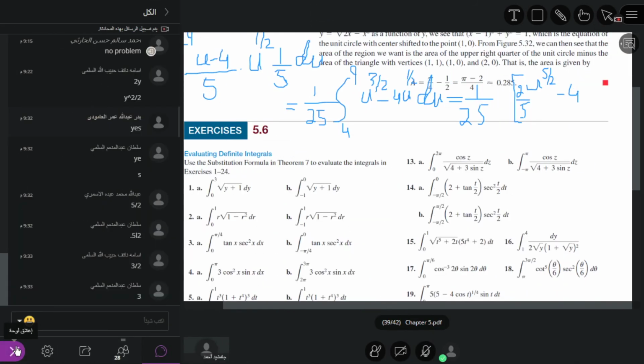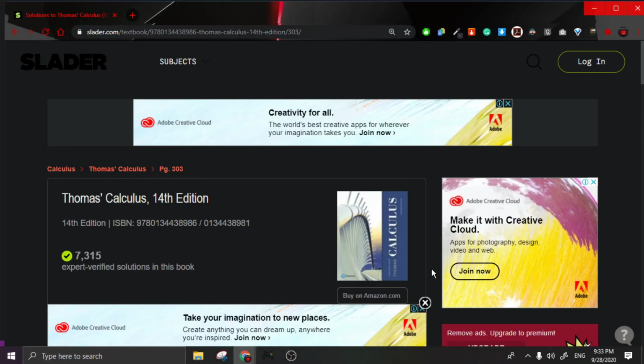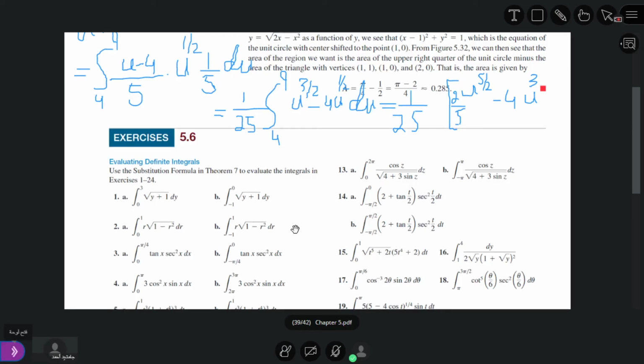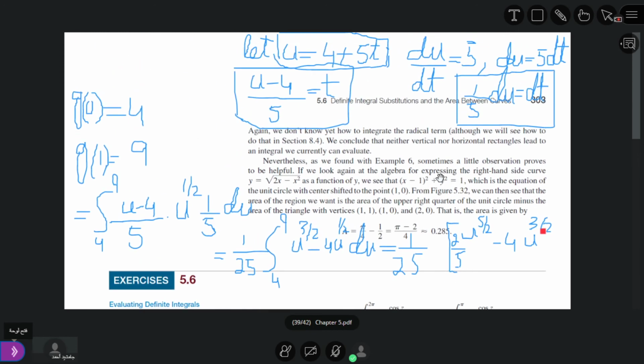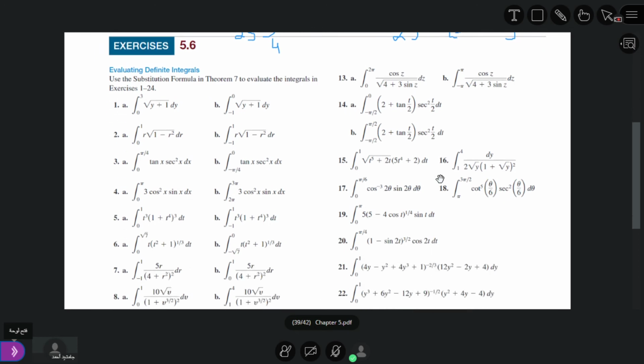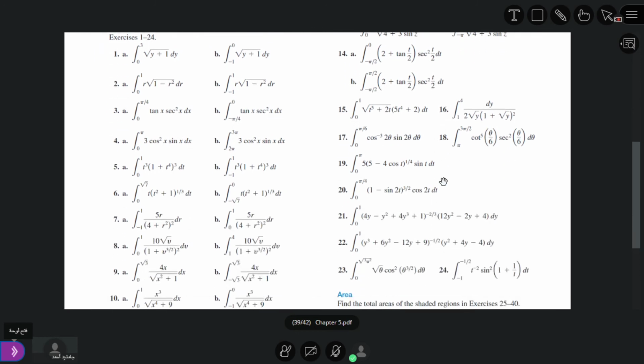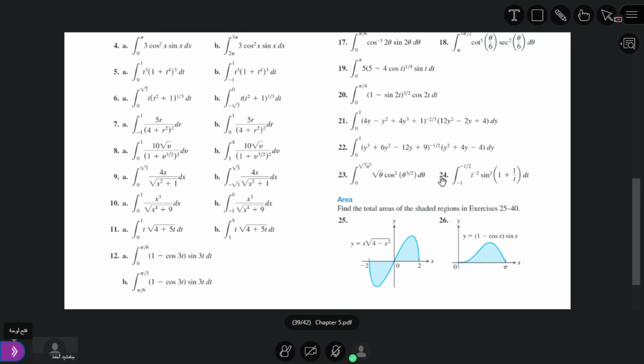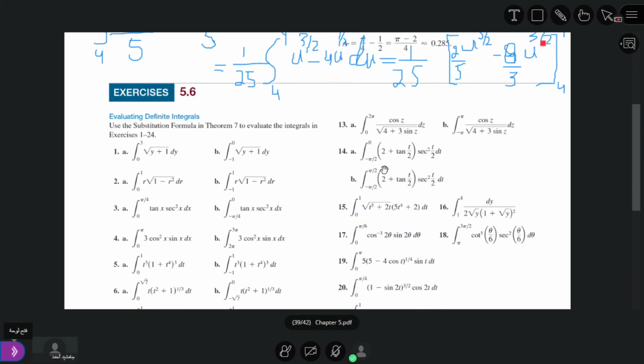This will become u power 3 by 2. Here we get 2 divided by 3, so 4 times 2 divided by 3 gives 8 divided by 3.